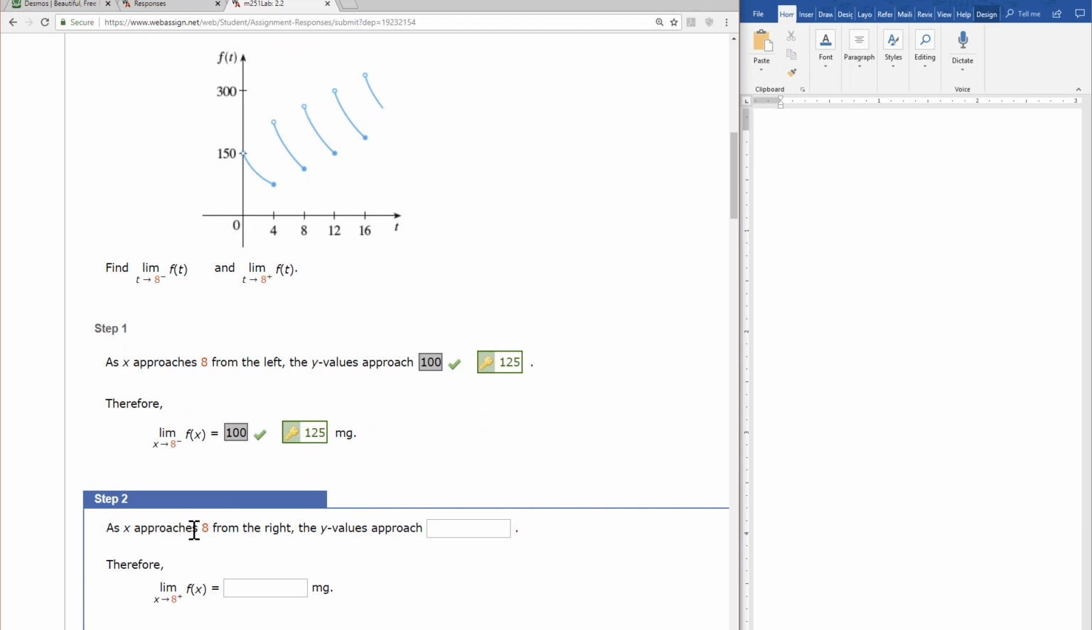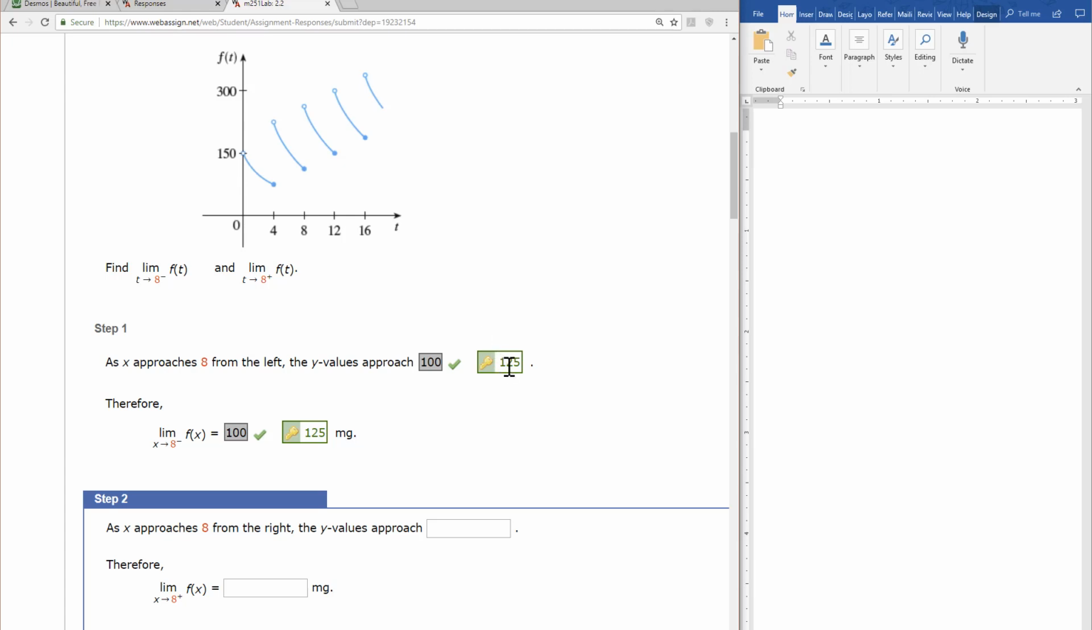Now, as x approaches 8 from the right-hand side, the y values approach. So as we approach from the right-hand side, we have to look at this graph, and this graph is approaching this number over here. So that's a number that's closer to 300 than it is to 150.